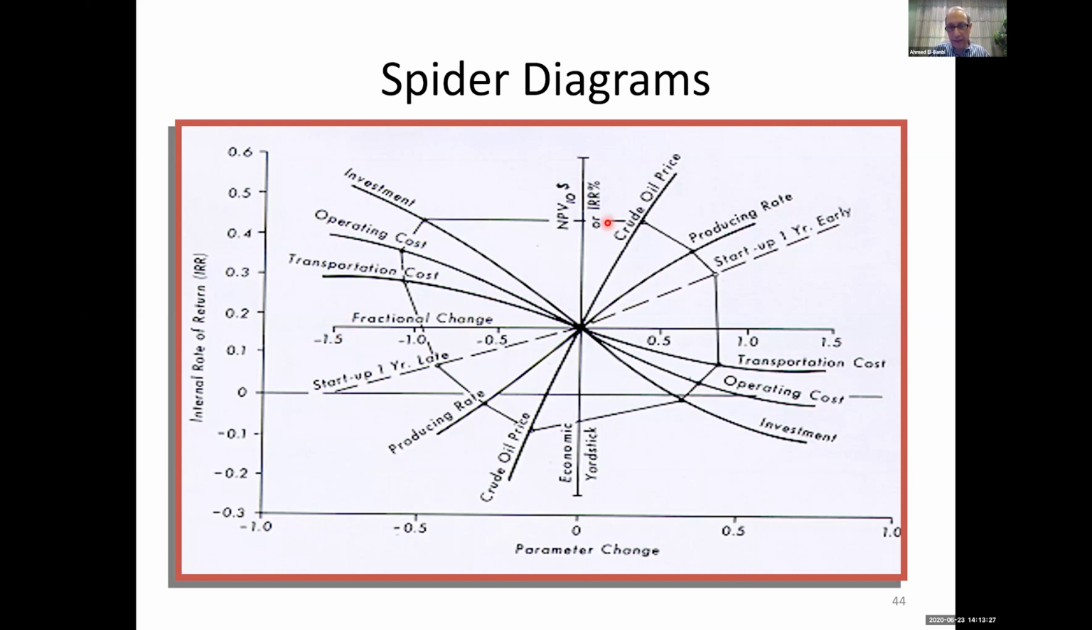So spider diagrams will show us the parameters that have the highest impact. These are the parameters that have the steepest slope, and the parameters that have gentle slope will have minimum impact on the output of the project. Then the oil company would focus their effort on what matters, on the parameters that matter, not the parameters that do not have significant impact on the economic value of the project.